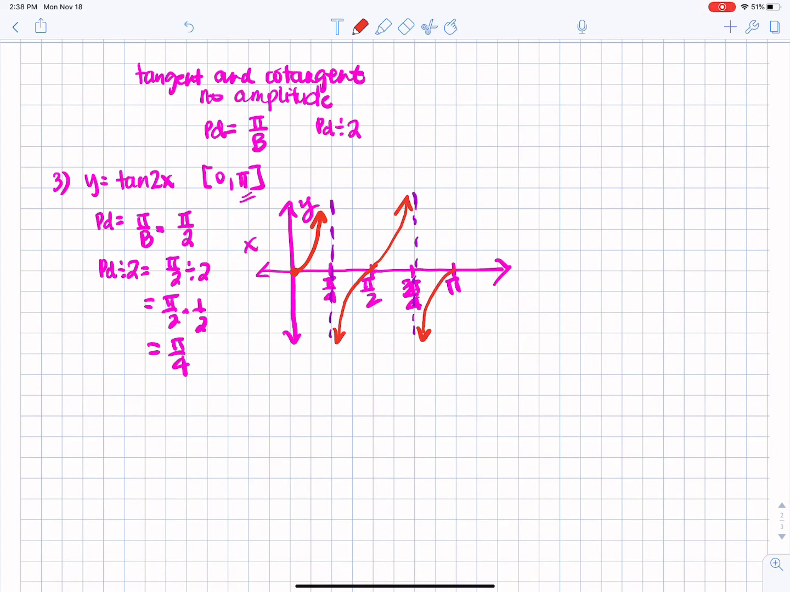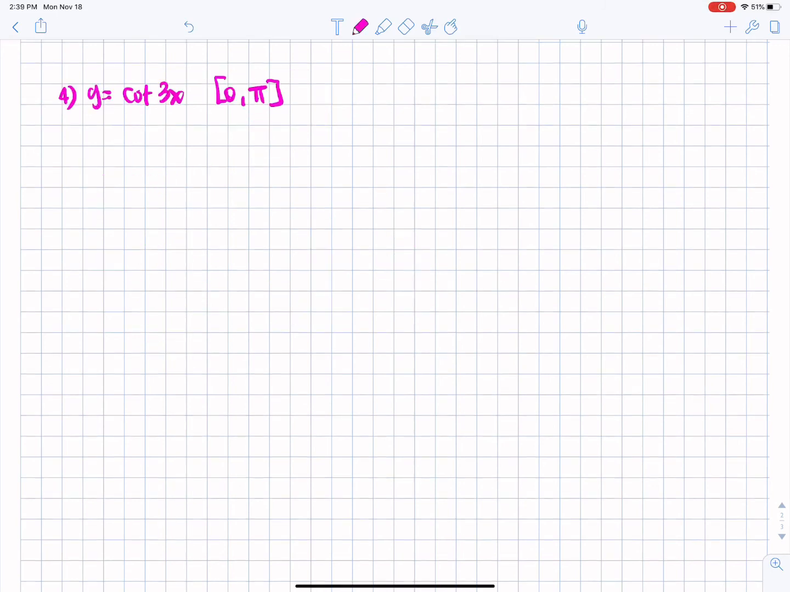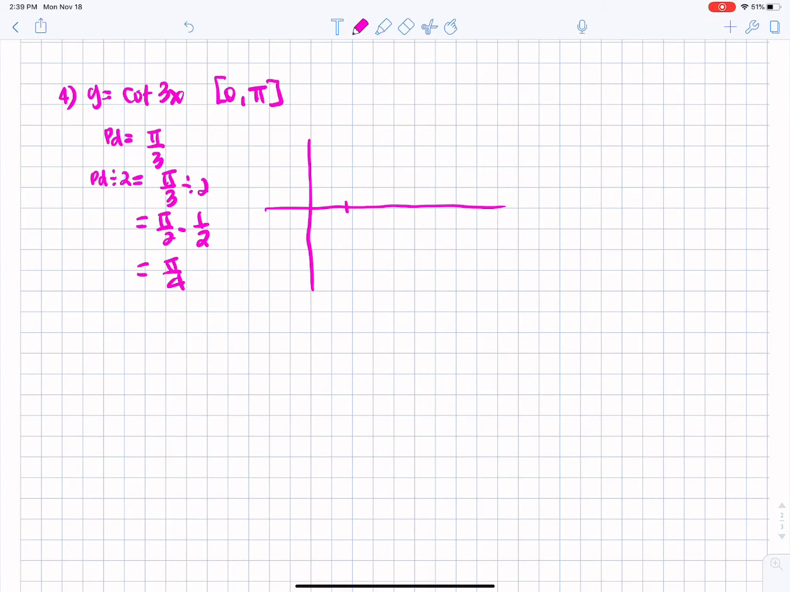Number 4. y equals cotangent 3x. Again, there's no a, so we go straight to period. Pi over b, b is 3. You divide your period by 2. Pi over 3 divided by 2 is the same thing as multiplying by 1/2. So we're going to count by pi over 4. 1 over 4, 2 over 4, 3 over 4, 4 over 4, which is pi.